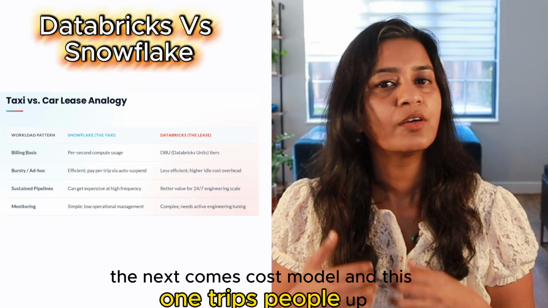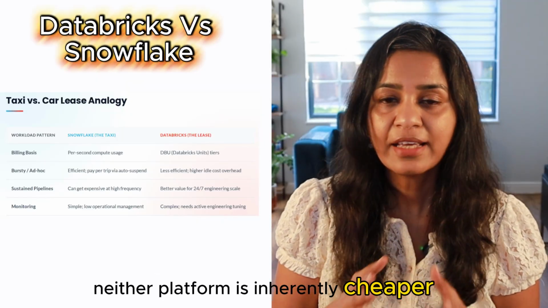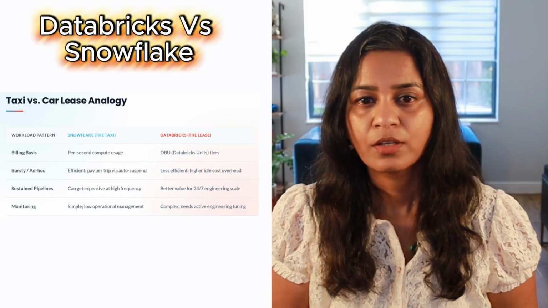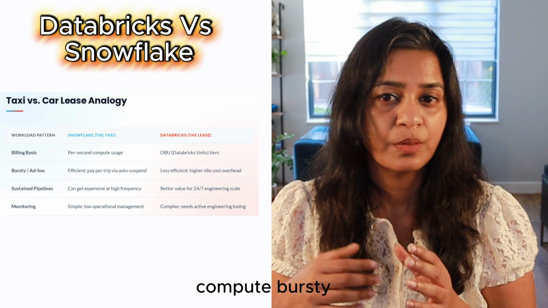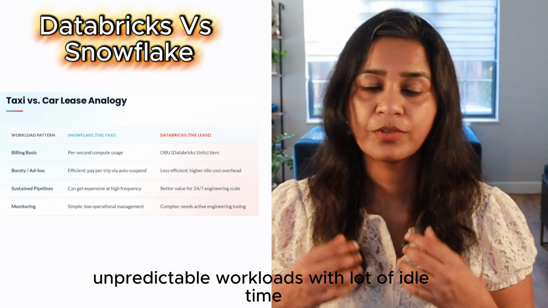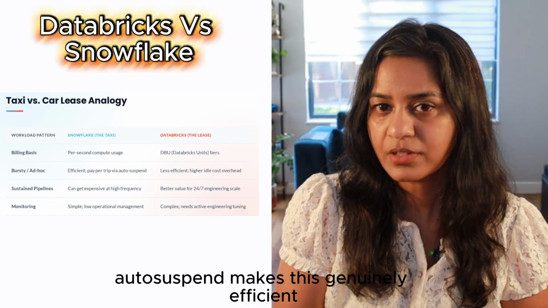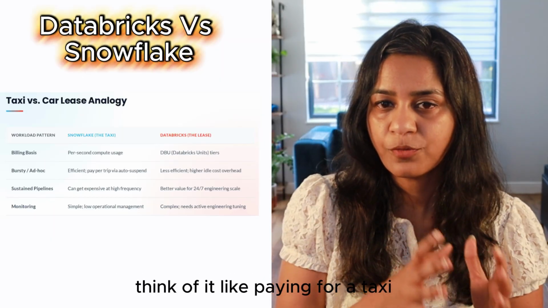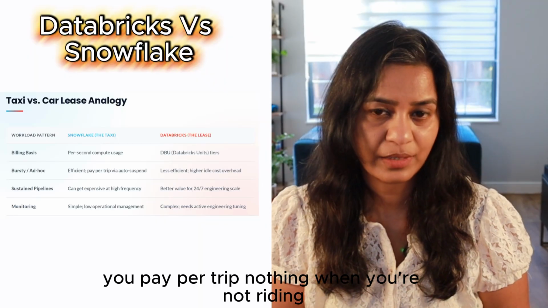The next one is cost model, and this one trips people up. Neither platform is inherently cheaper. It depends entirely on your workload pattern. Snowflake bills per second of virtual warehouse compute, which suits bursty, unpredictable workloads with a lot of idle time. Auto-suspend makes this genuinely efficient. You only pay when the engines are running. Think of it like paying for a taxi. You pay per trip, nothing when you're not riding.